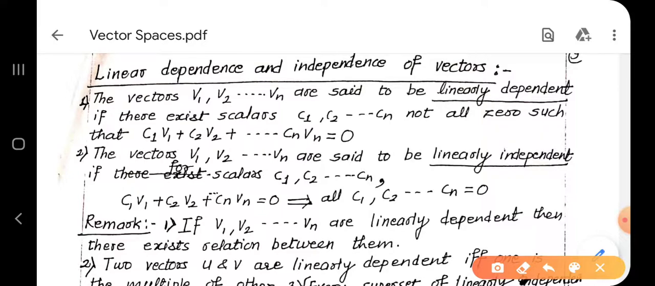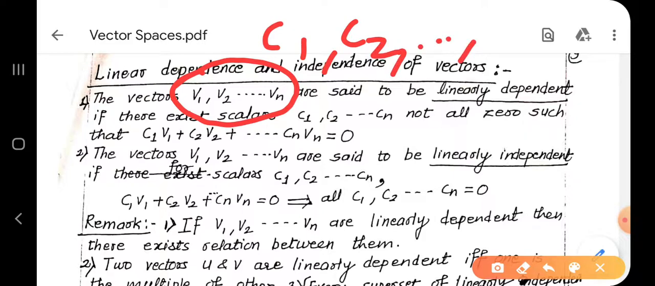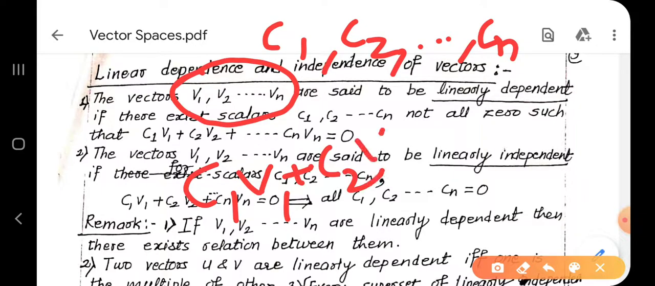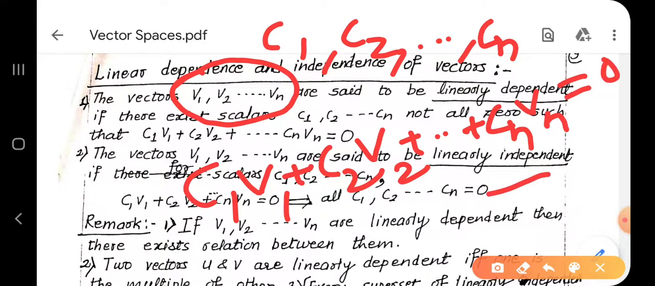Suppose I take n vectors v1, v2, up to vn. Then we consider scalars c1, c2, up to cn. So these are n scalars. And what is our linear combination here? Our linear combination is c1 v1 plus c2 v2 plus dot dot cn vn. This is our linear combination which we have studied. Now instead of equal to v, we have to take equal to 0 here. So this is my first equation.